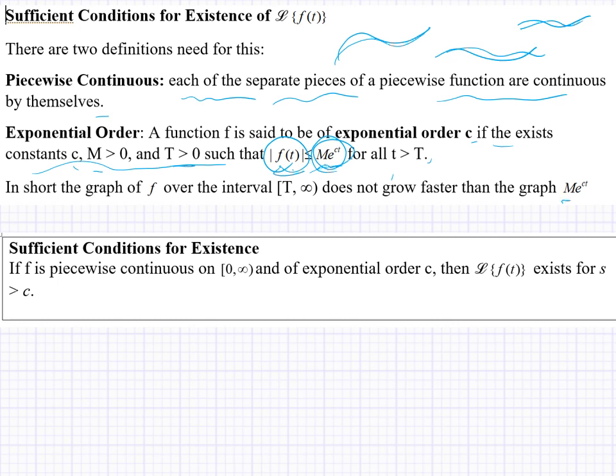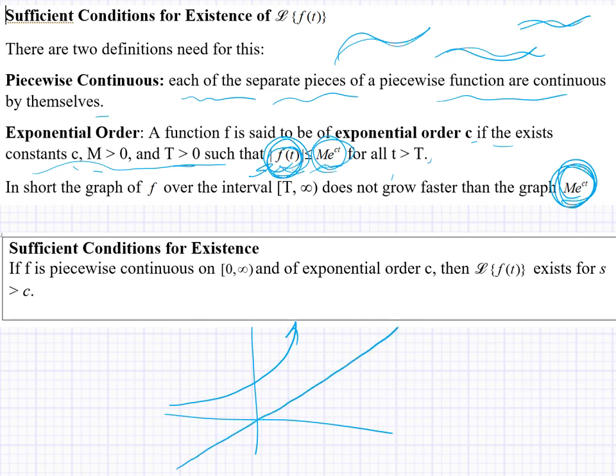So if I can find an exponential function that's going to grow faster than the particular function I'm taking the Laplace transform of, and if you looked at that graphically, exponential functions look like this. Let's say my function is, I don't know, just t. T would just be this line right here, y equals t. This function is going to grow faster than this function is. So then we would say y equals t is of exponential order c, whatever the exponential c has to be.